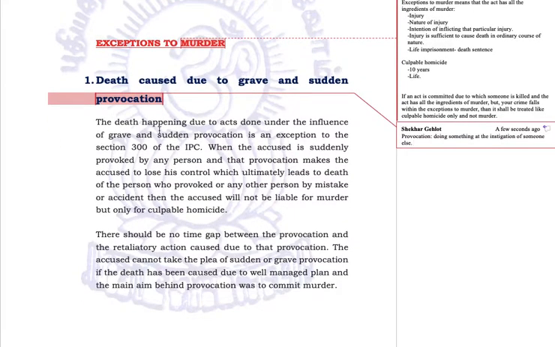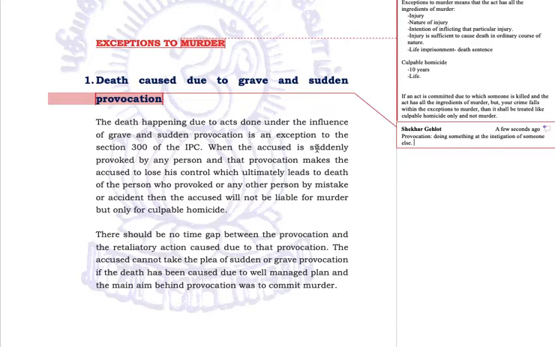The death happening due to the acts done under the influence of grave and sudden provocation is an exception to Section 300 of IPC. Section 300 of IPC defines murder. Okay, it is that section which defines murder. So, the death happening due to acts done under the influence of grave and sudden provocation is an exception to Section 300 of IPC. That means if someone is getting killed due to grave and sudden provocation, then his act will fall in the exception to Section 300.